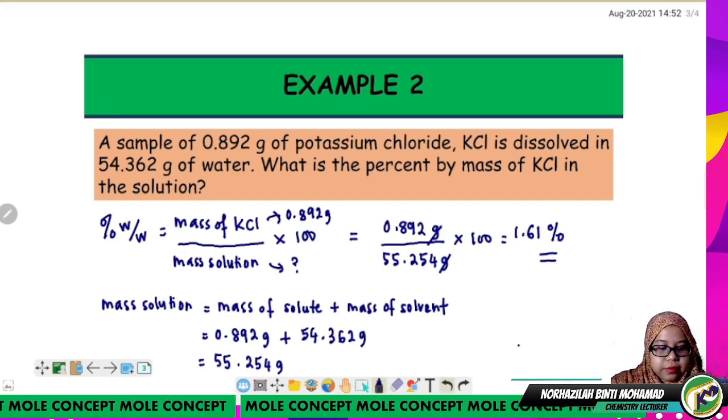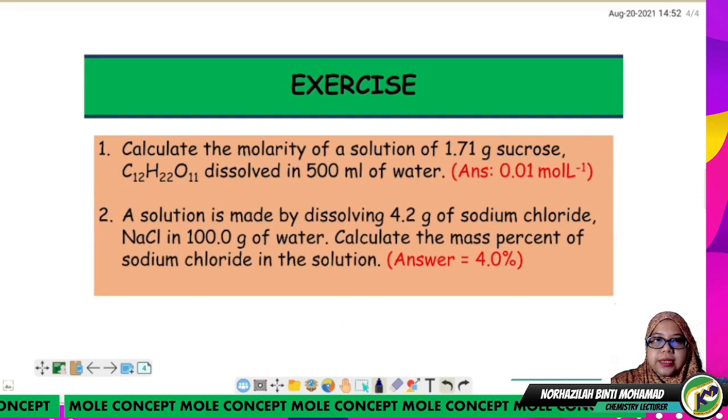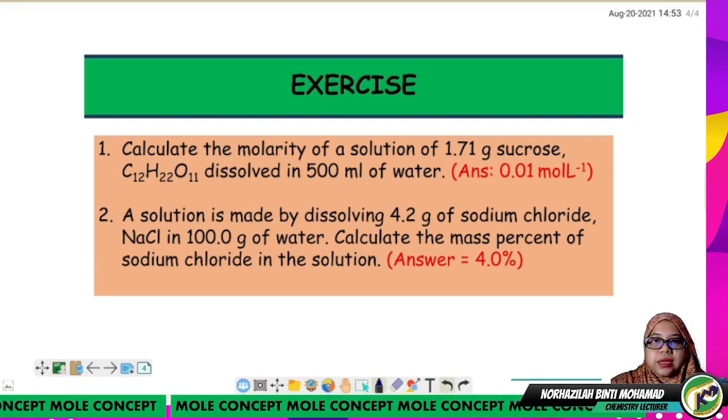So this is the exercise. I have given you the final answers. One: calculate the molarity of a solution of 1.71 gram of sucrose dissolved in 500 ml of water, and the answer is 0.01. Show the calculation to get the final answer. Two: a solution is made by dissolving 4.2 gram of sodium chloride in 100 gram of water. Calculate the mass percent of sodium chloride in the solution. The answer is 4%. Make sure you show the calculation.